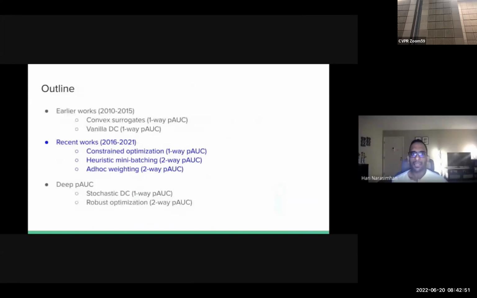So far, we've covered some of the earlier works on partial AUC maximization, but the focus was largely on the one-way partial AUC. We saw that when we only had an upper bound on the false positive rates, we could come up with a straightforward convex surrogate. And for the more general partial AUC definition, we could come up with a difference of convex optimization formulation. Now let's move on to some of the more recent work, which have explored alternate ways to optimize partial AUC, and also sought to improve upon some of these prior works.